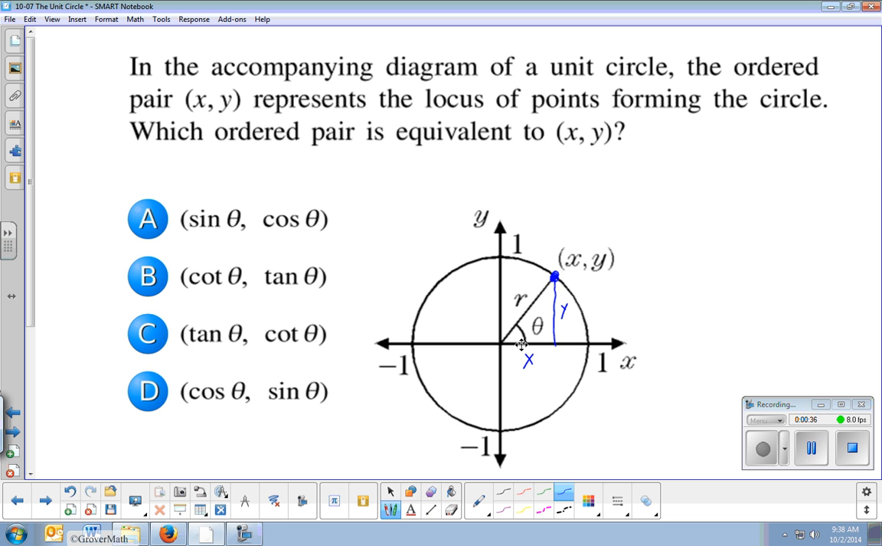As you go along your x-axis, a coordinate like 5, 2 would be to the right 5 and then up 2. And r here they're using to represent the radius of this circle. But we know the radius of the circle is 1. So what we get here is a right triangle with a hypotenuse of 1. And so unit circle means hypotenuse equals 1.